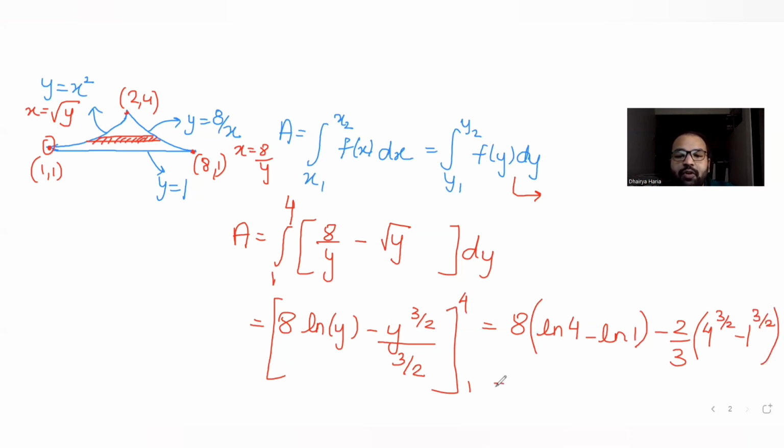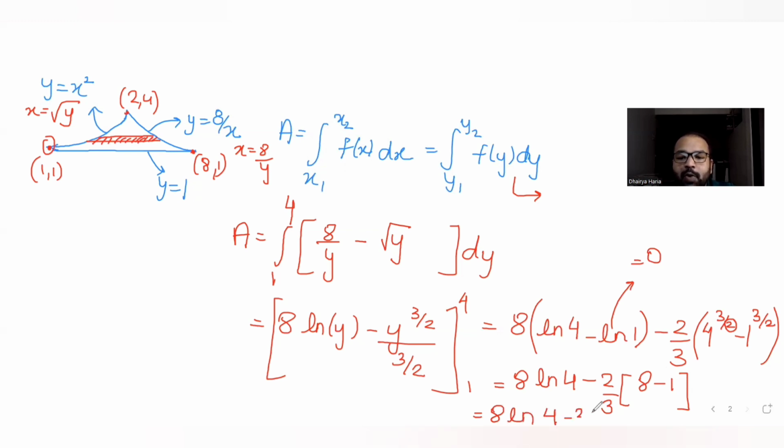Now if I solve it further, it gives me 8 log of 4, log of 1 is equal to 0, so it is becoming 0, minus 2 by 3. Now 4 raised to 3 by 2 means square root of 4, if I take first, it is 2, and 2 cube is 8, minus 1 raised to anything is always 1, so 1.